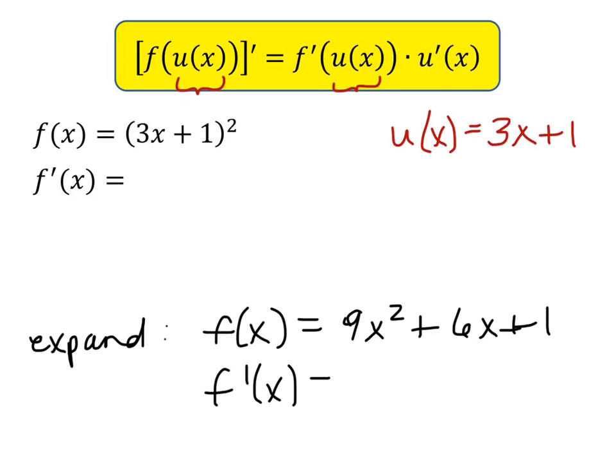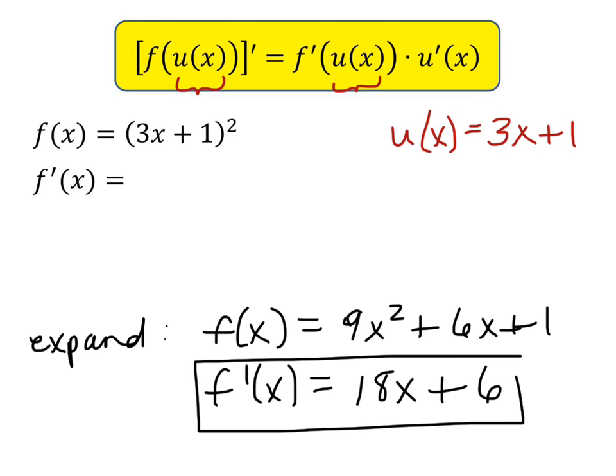If you find f prime of x, we should get 9 times 2, 18, x to the 1 plus 6. So we know our final answer at the end of the day should have a derivative, f prime of x, as 18x plus 6. So let's go back to the composition form.